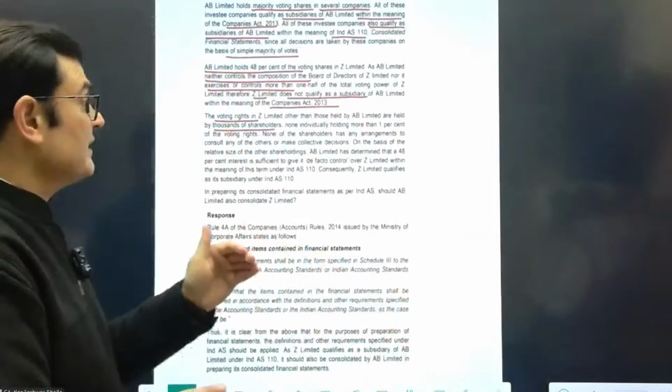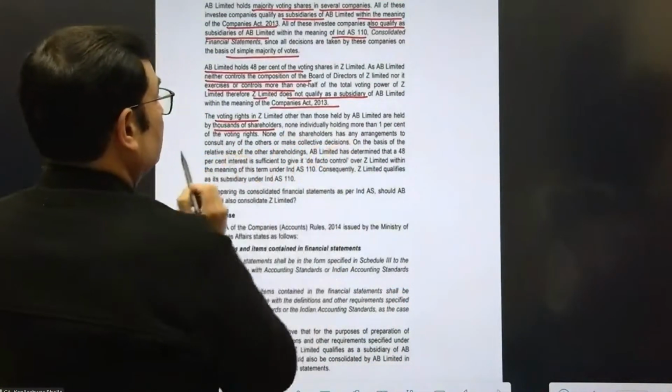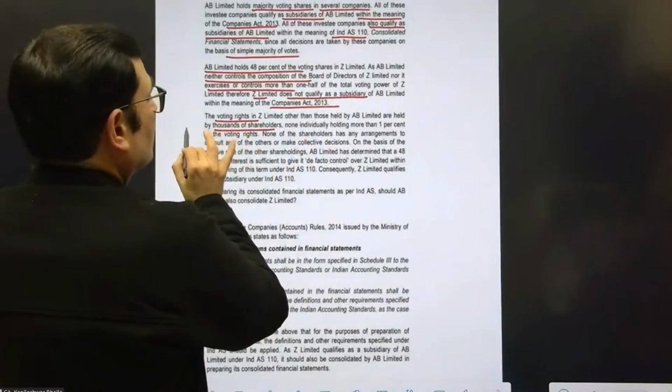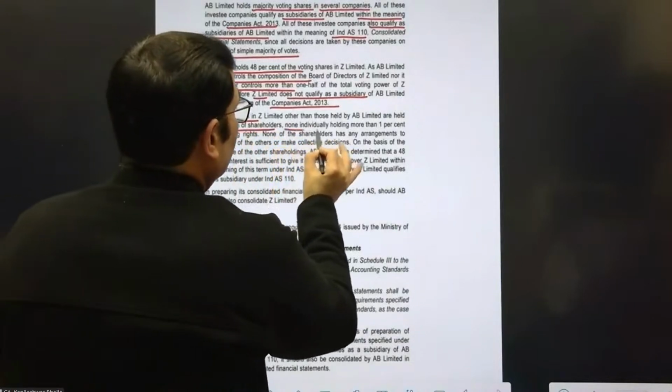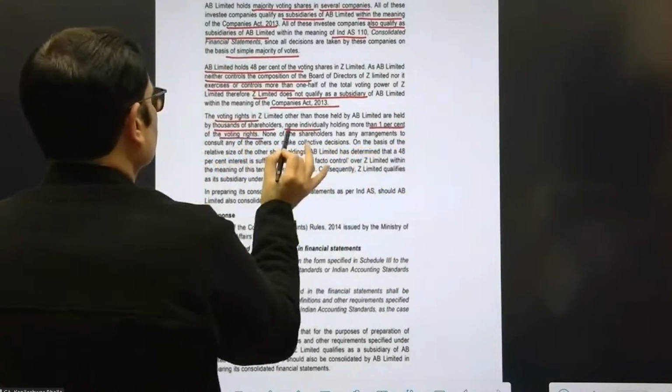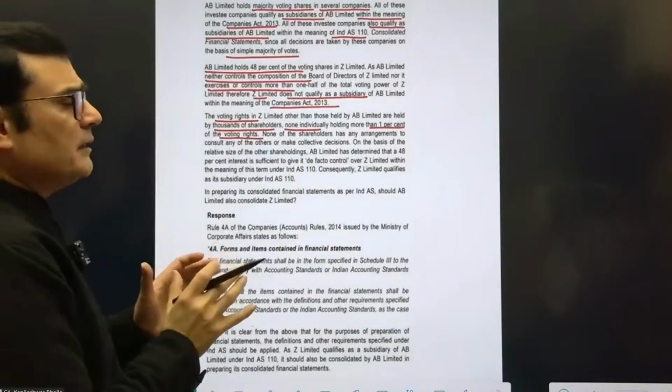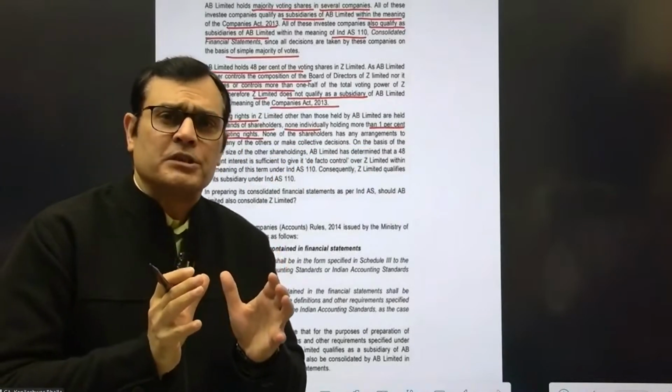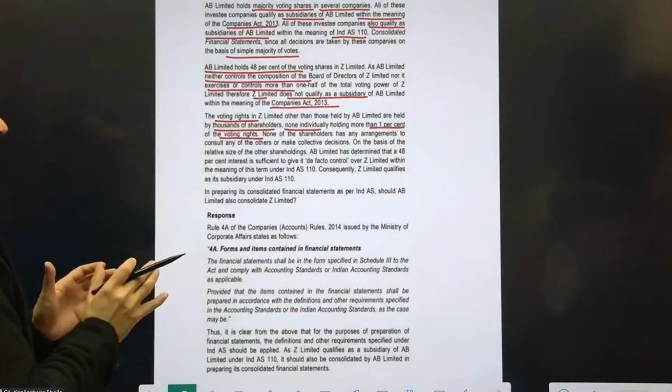So in those cases, under Ind AS 110, there is a possibility that you can get control. So that's what it says. It says the voting rights other than those held by AB are held by thousands of shareholders, none of which has got more than 1% voting rights. So that everybody is too small an investor in front of AB.